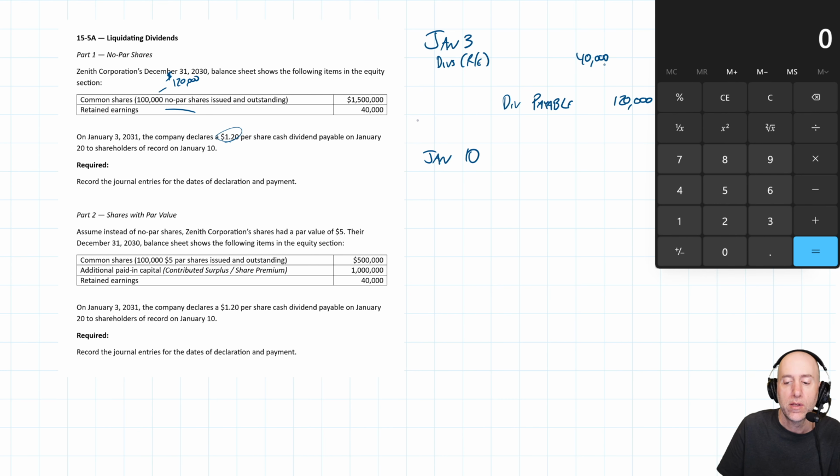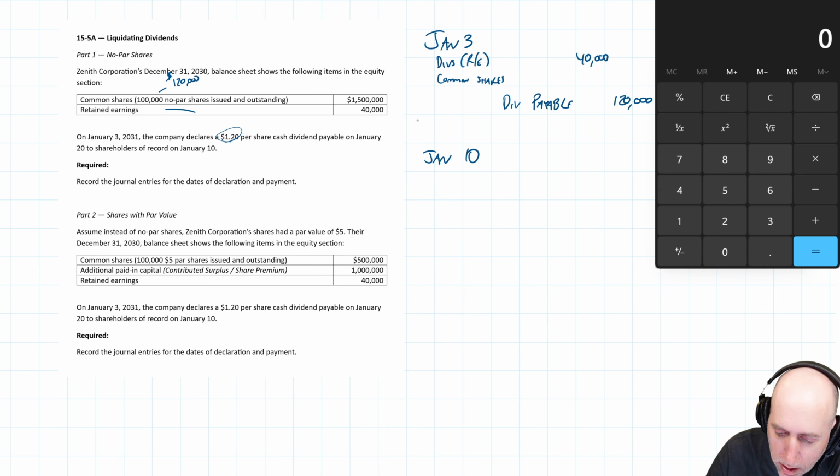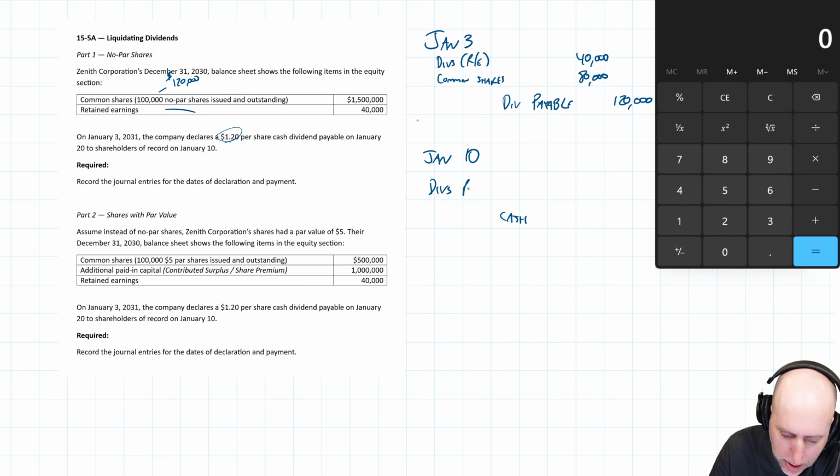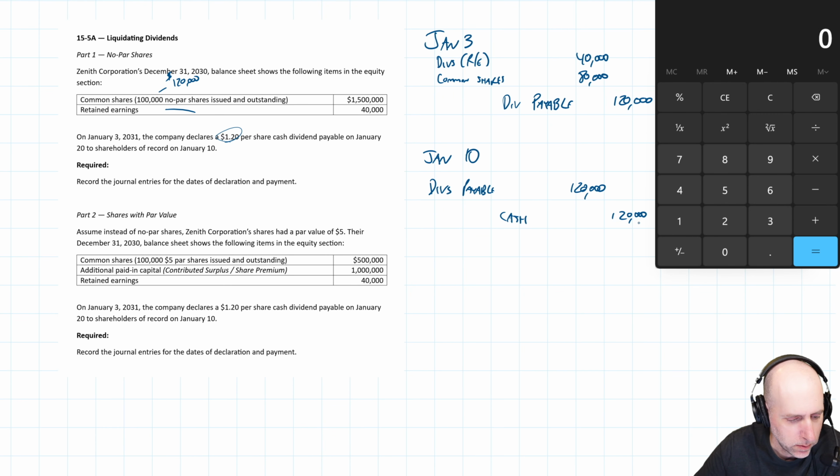So what of the other $80,000? It's got to reduce their shareholders' equity, right? The dividends come out of shareholders' equity, and the only other account they hit here is common shares in this case. And the common shares are $80,000. On January 10th, we pay the dividend, so we just credit cash, debit dividends payable, and we're done. 120. Okay, so that's it for part one.